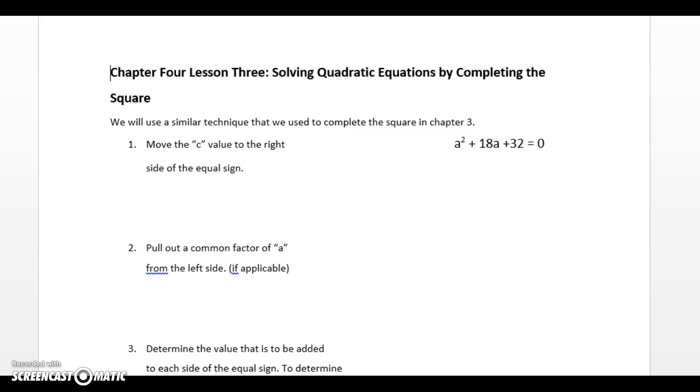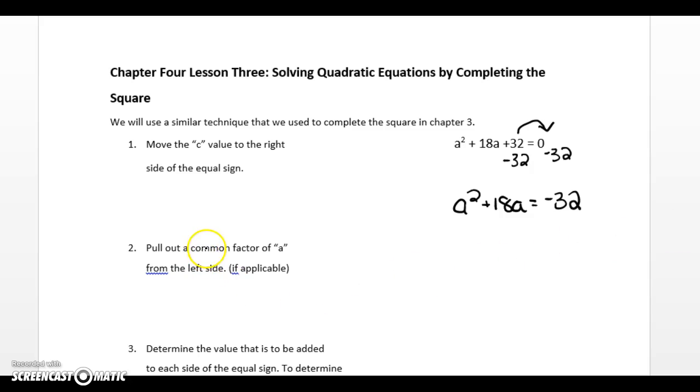So our first step in completing the square is to move the c value to the right side of the equation. So here we have a quadratic function or equation in standard form, and we need to move this value to the other side. Now, in order to move it to the other side, you have to do the opposite operation. So you subtract 32 on each side. So what we'd be left with is a squared plus 18a is equal to negative 32.